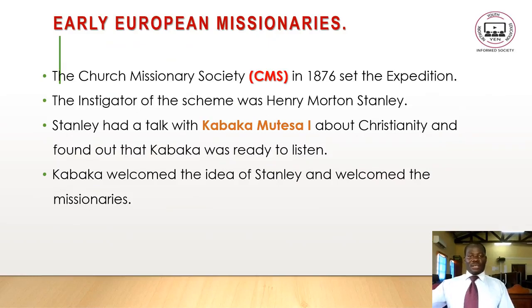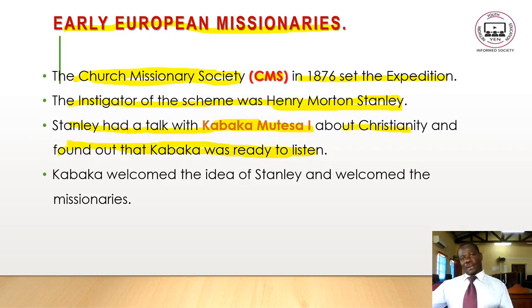We have looked at the explorers. Let's look at the early European missionaries. The Church Missionary Society, abbreviated CMS, in 1876 sent an expedition. The instigator of the scheme was Henry Morton Stanley. When he went back, he sent a report saying there is need for missionary work. Stanley had a talk with Kabaka Mutesa I about Christianity and found out the Kabaka was ready to listen. So Kabaka welcomed the idea of Stanley and welcomed the missionaries when they came. The Church Missionary Society set that expedition and settled in the Buganda Kingdom.